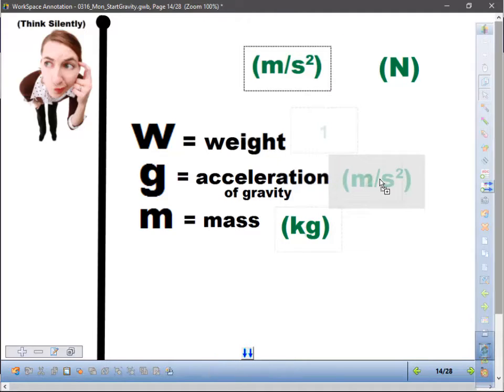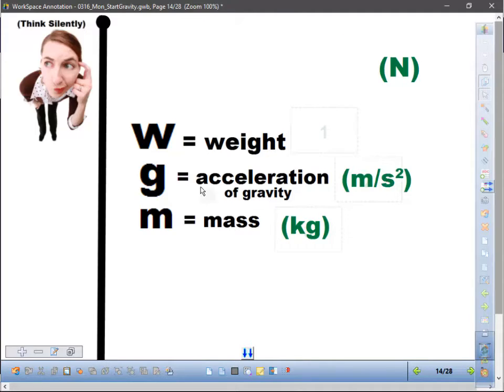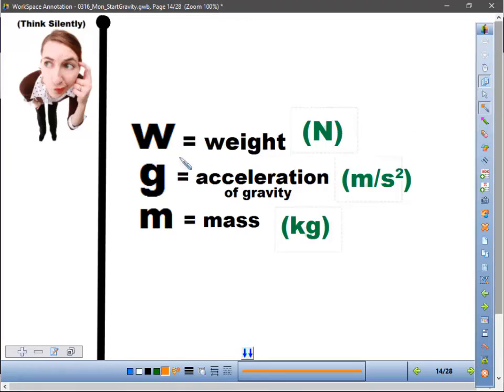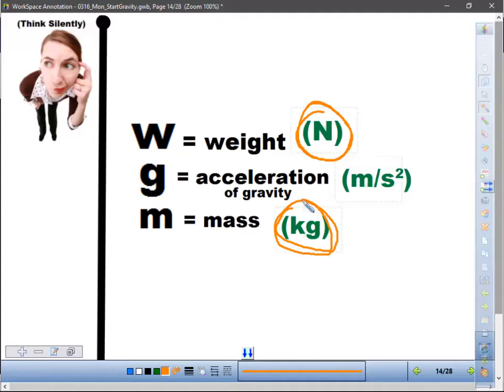Acceleration is always measured in meters per second squared. Okay, and now we have one left, weight. How do we measure weight? Obviously, we're going to measure it in newtons. And before I move on, I want you to notice this. See the difference? There's a big difference between weight and mass. Weight is in newtons, and mass is in kilograms. So see, we already know from right here, weight and mass are different.